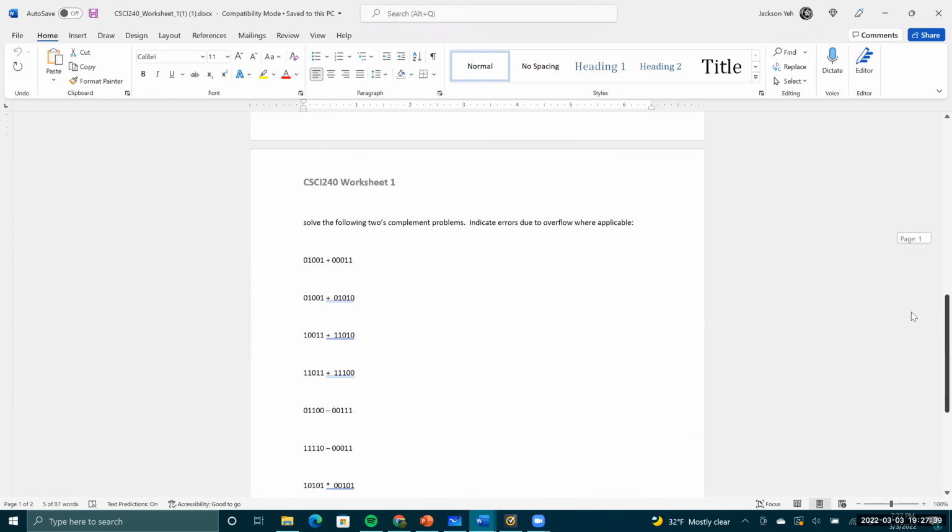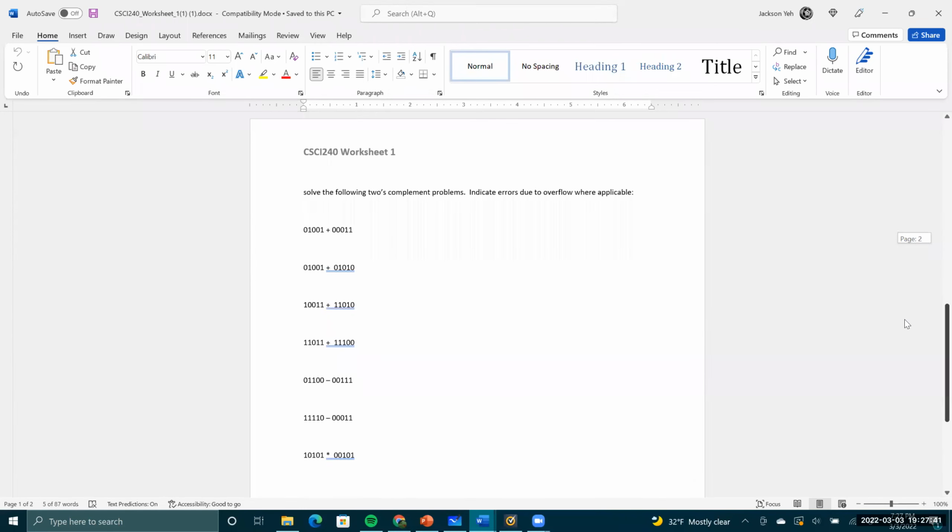All right, so next we have a series of arithmetic problems. And very important thing, always read the instructions. So these are 2's complement problems. So 2's complement means that these are signed numbers, okay? So again, very important that you read the instructions. So this tells me that these are signed numbers.